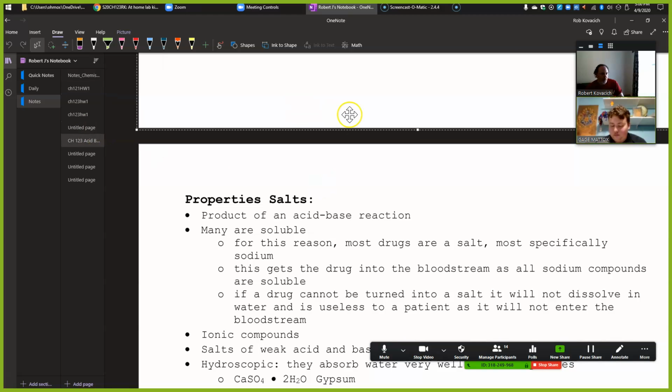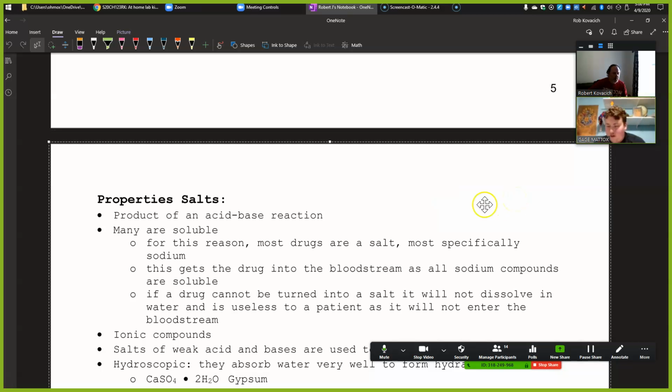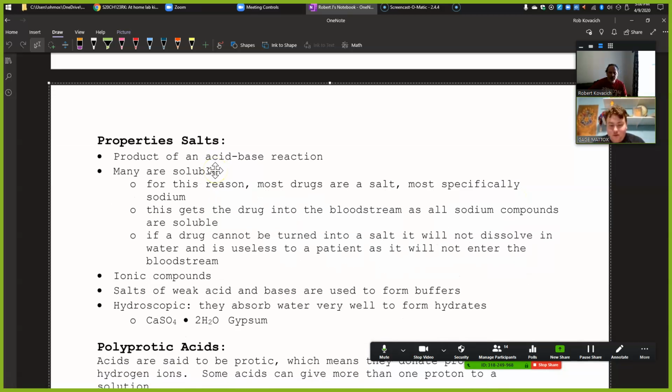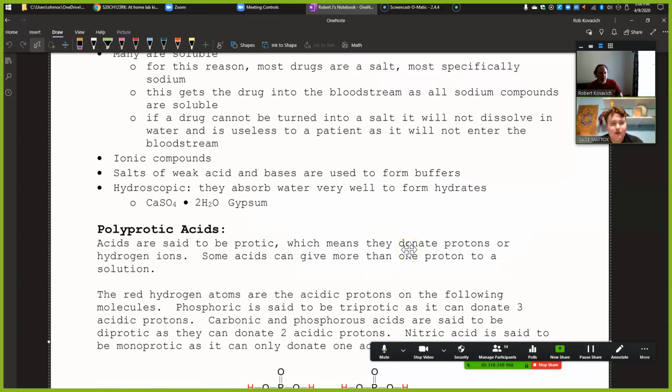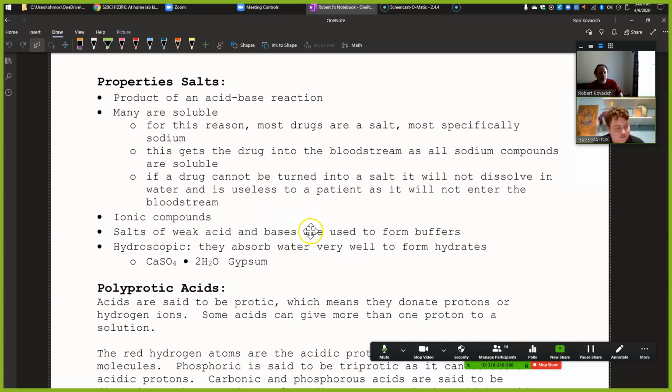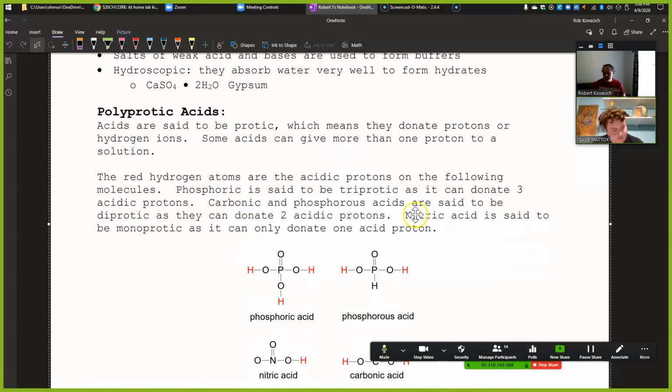There it is. Okay. So what were we talking about? We stopped right here, right? We didn't actually get to salts. We stopped at polyprotic. I don't think we talked a little bit about salts. No, we did. We totally did talk about salts. Didn't we? We talked about gypsum and that kind of stuff. Yeah. Okay, we talked about salts. So, polyprotic.